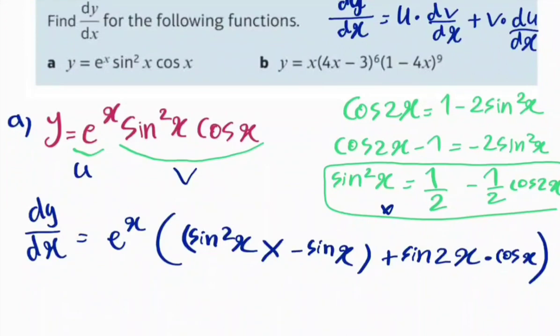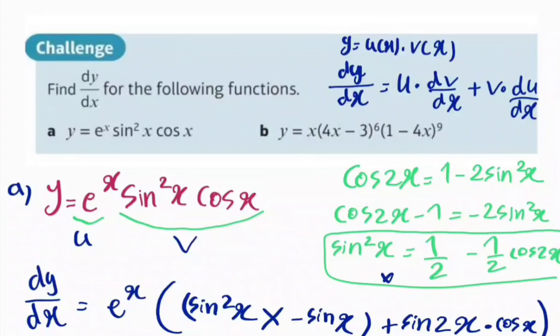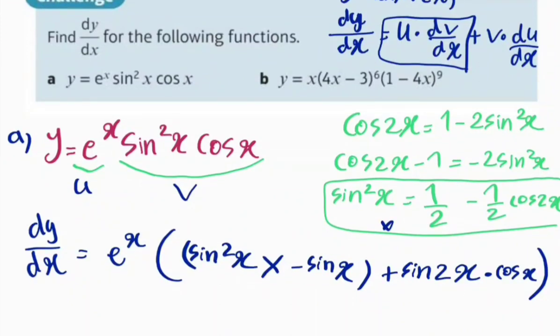Now, what is this? This is simply the first half of our main product rule. What I have written here is this bit: u times dv dx. So my u is e to the x, and dv dx is the whole thing here. Now let's do the second half, which is v times du dx. My v is simply sine squared x times cos x, times du dx. So e to the x differentiates to e to the x again, so my du dx is again e to the x.